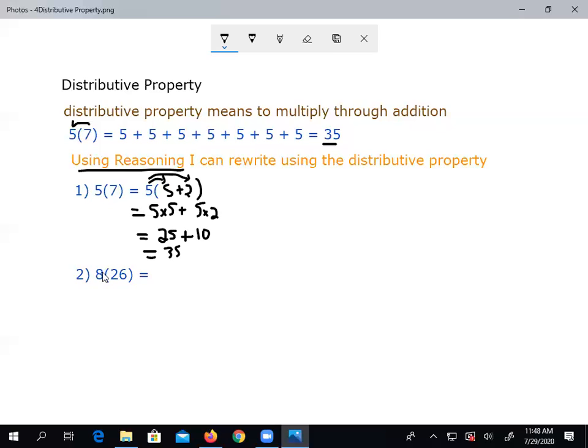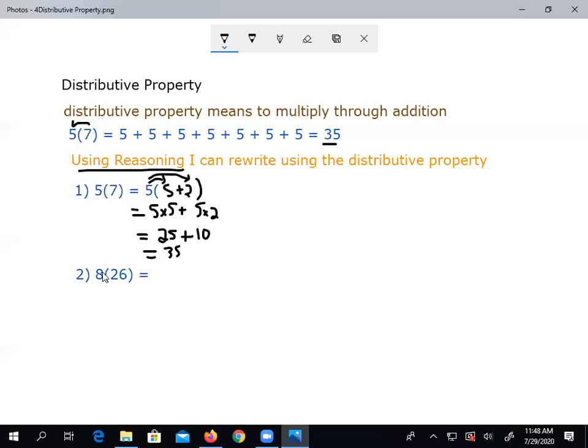Notice though, 8 times 26, I don't want to count out 26 eighths. I don't want to go 8 plus 8 plus 8, 26 times. I'm going to get lost. And I don't want to write down 26, 8 times, because 26 plus 26 plus 26 plus 26, 8 times is a lot of work. So we have to evolve to this next level of thinking. Repeated addition is no longer useful to me.